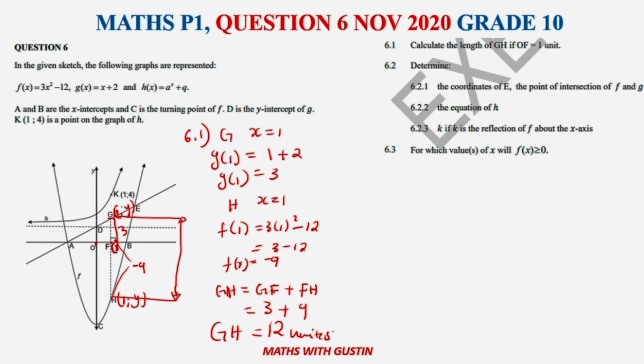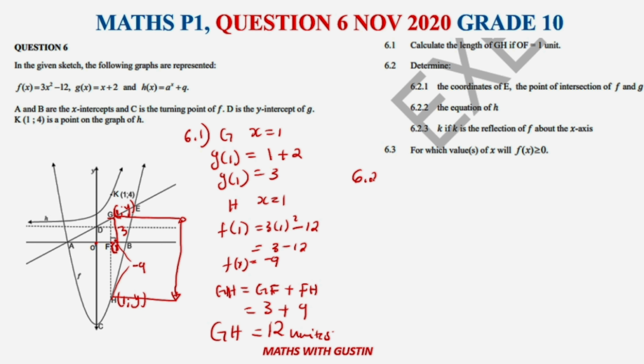All right, good stuff. So now let's go to 6.2. It is divided into three questions. 6.2.1: determine the coordinates of E, the point of intersection of F and G. Coordinates of E. Do we have the equations of F and G? Yes, we have the equations of F and G.